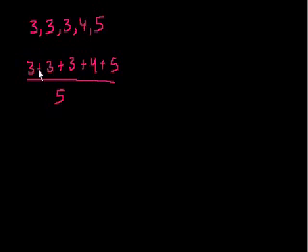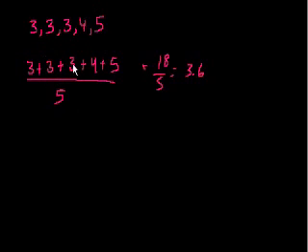And what would this be? This would be 9 plus 9 would be 18 over 5. That would be 18 over 5, which would be what? 3 and 3/5, which is 3.6. That is the population mean for this population of numbers.